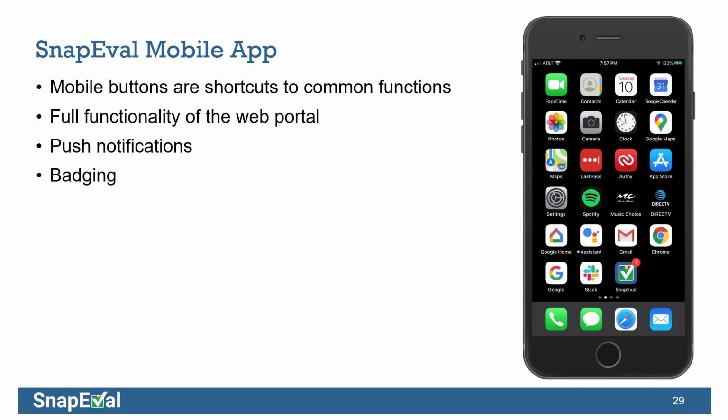But the key is if you see a red indicator, or a badge, if you will, on your SnapEval icon on your iPhone or your Android device, there's something for you to do, and it's worth clicking on it to see what that is.